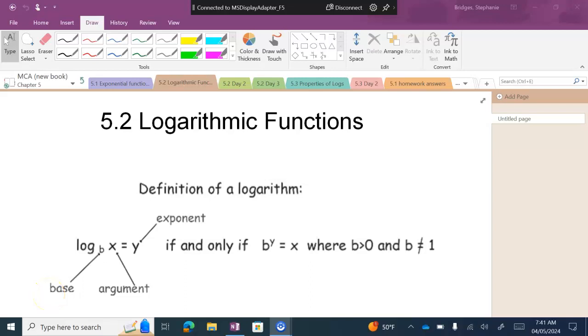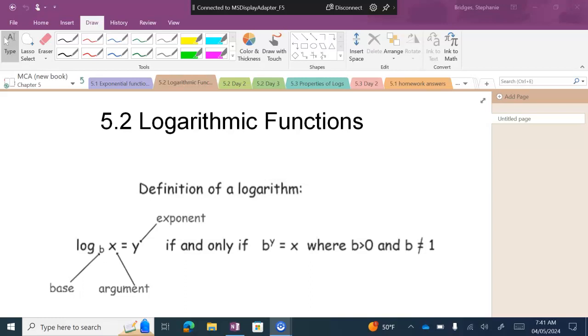Okay, so like I mentioned yesterday, logs are inverses of exponential functions. So you have the log there. It says log, and then you've got a very low subscript. That's your base. And then the x is what we call the argument. And then y is going to be the exponent.